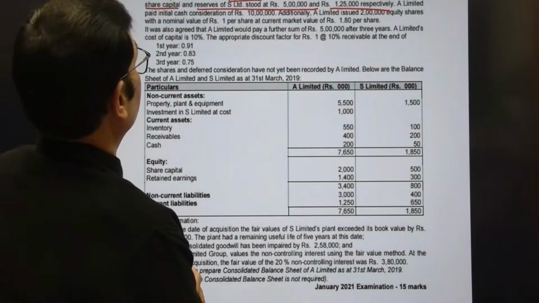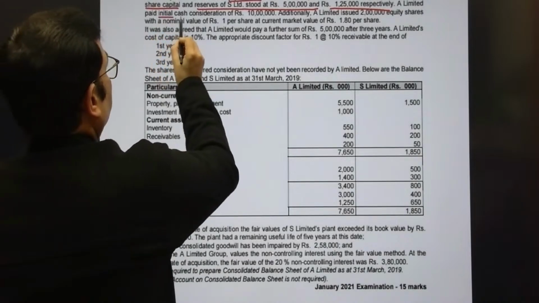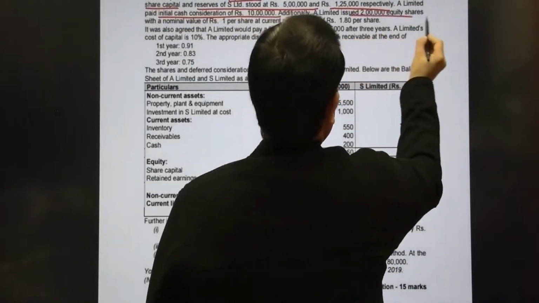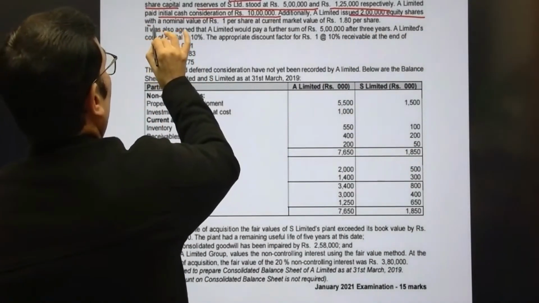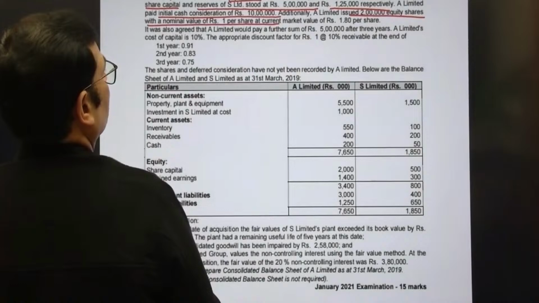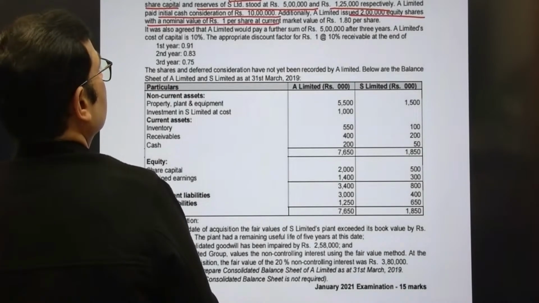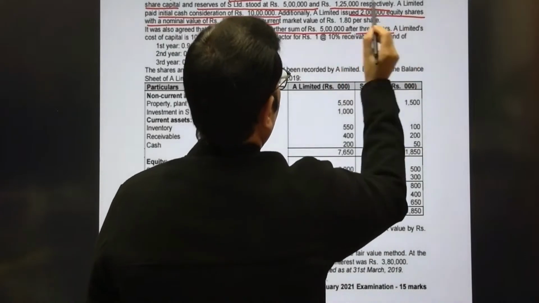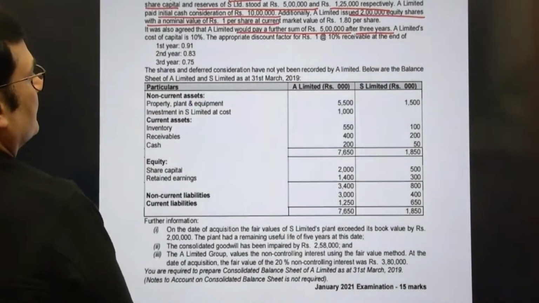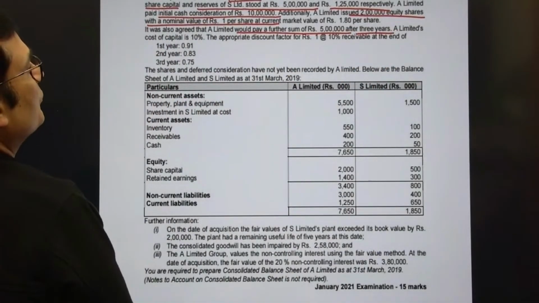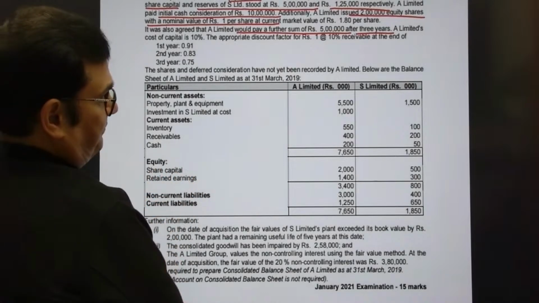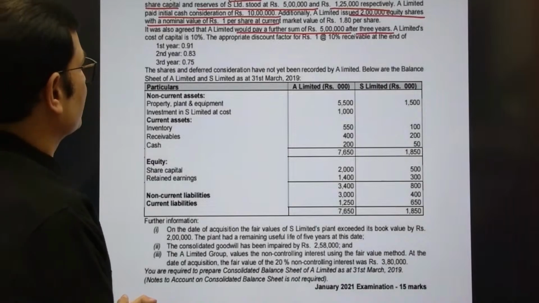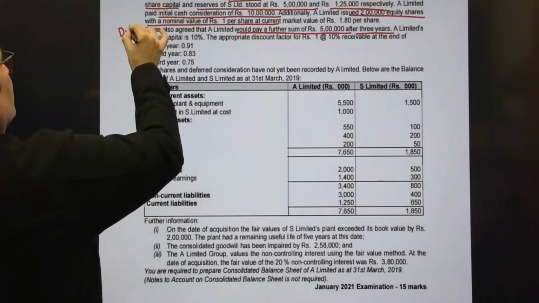Then it says A paid an initial cash consideration to the extent of 10 lakhs. Additionally, he issued 2 lakh shares with a nominal value of 1 per share at the current market price. It was also agreed that A would pay a further sum of 5 lakh after 3 years. What is this? The money which he's going to pay after 3 years, what is this? Yes, it is a deferred consideration.